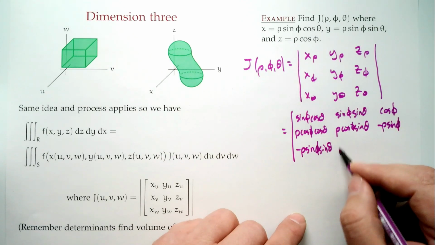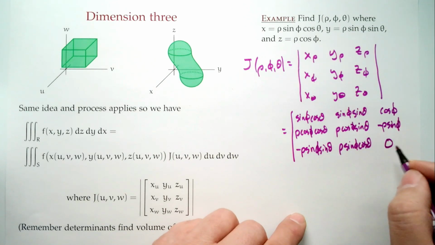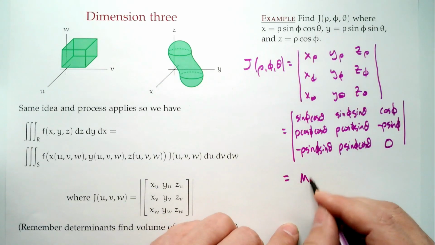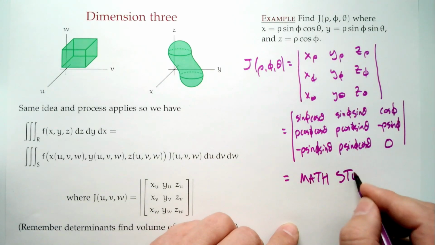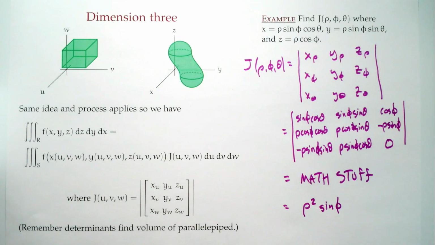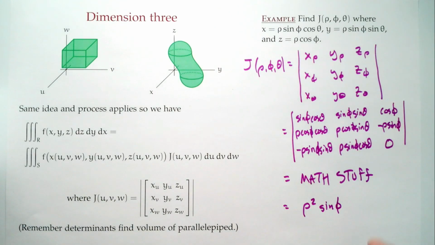And then you get rho sine phi cosine theta. And then you get 0, because there's no theta. And you do some math stuff, and it turns out you get rho squared sine of phi. So if you wondered, where does the rho squared sine phi come from? Right there. Now, if you don't believe me, do the math stuff.